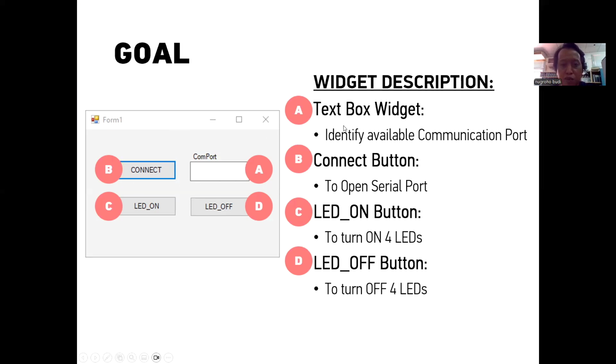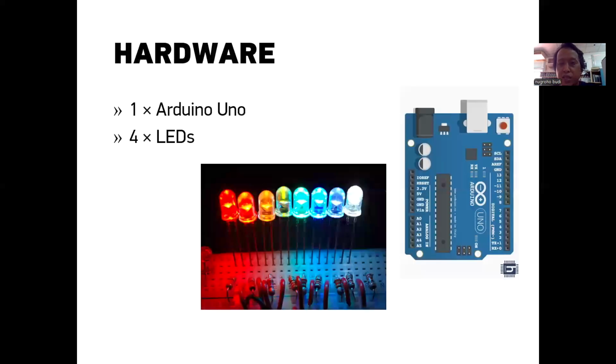The text box widget identifies the available communication port via serial port. And we have 3 buttons: connect, LED on, and LED off. The connect button is used to open the serial port, the LED on button turns on the LEDs, and the LED off button turns off the LEDs. That's the code. And this is the hardware that I am using.